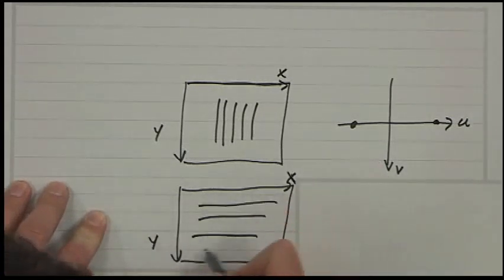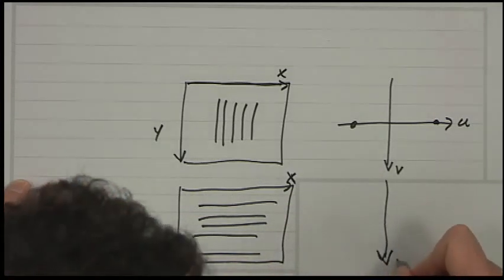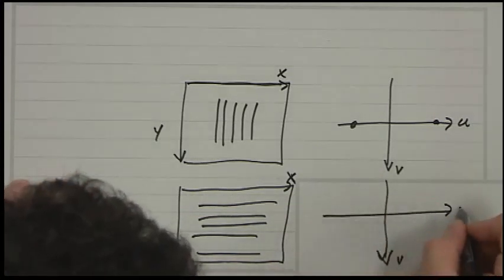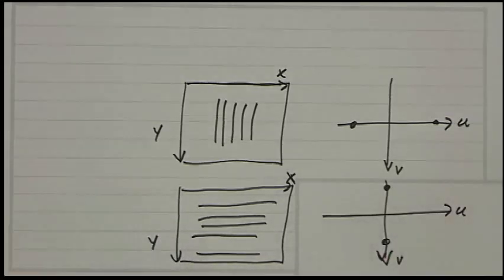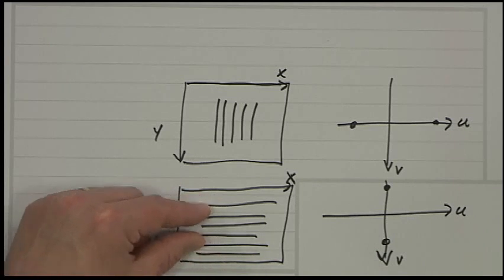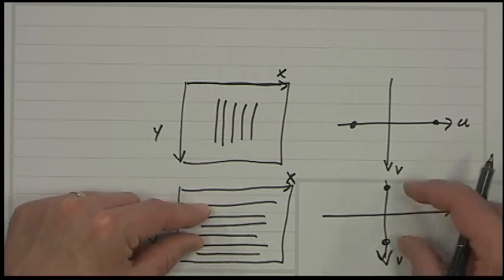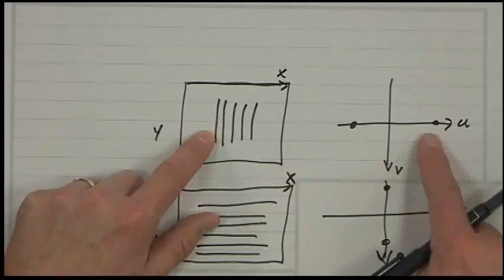If you have this is V, this is U, okay? Here and here, those would be the high frequencies you get there and there, right? So horizontal bars like this correspond to high frequencies in V, and vertical bars correspond to high frequencies in U.